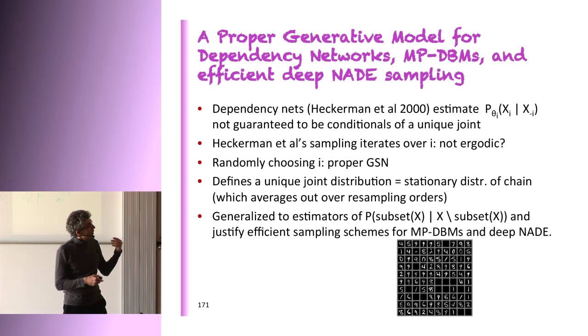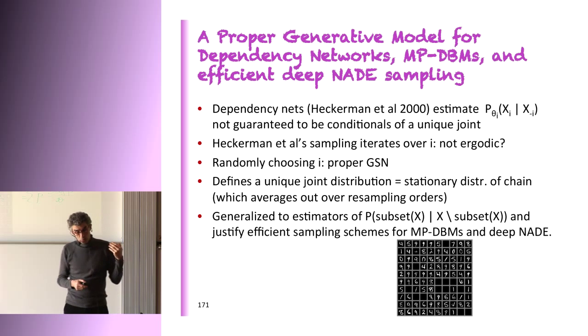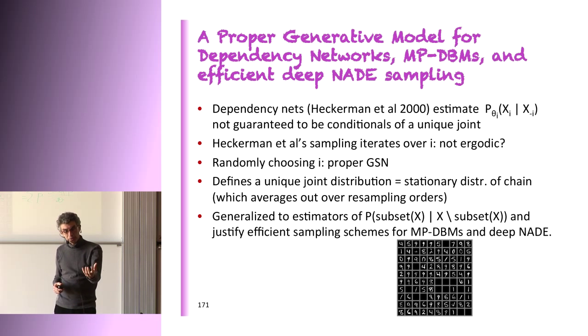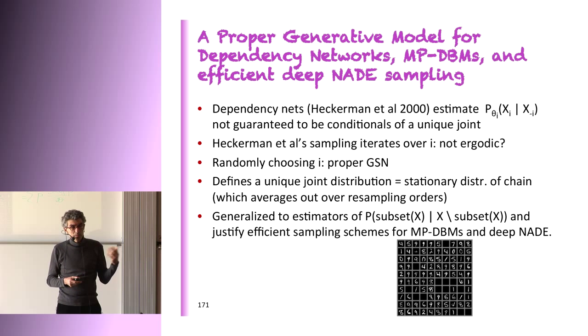And furthermore, you can show that as you get better and better at estimating those conditionals, that unique joint, which is the stationary distribution of the Markov chain, gets better and better at modeling the data. So it has all the right properties we want as an estimator of the distribution. But it had been dismissed because there was not a good interpretation for it.